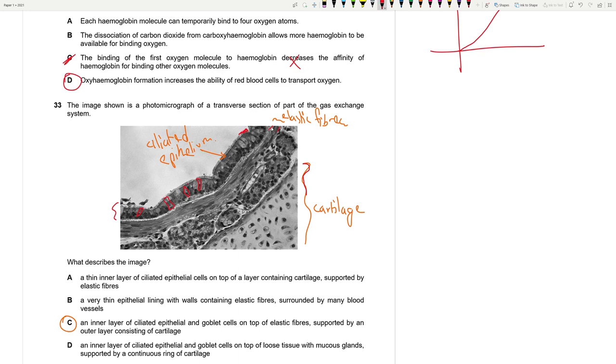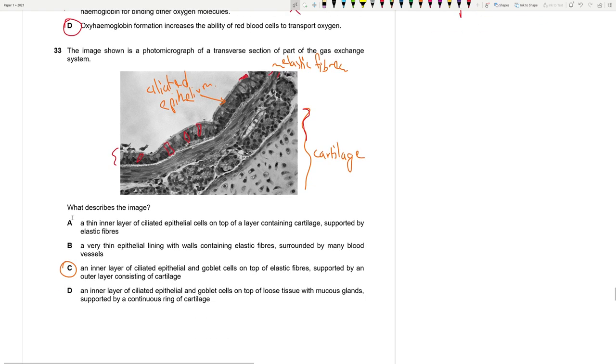Okay. So, what describes the image? A thin inner layer of ciliated epithelium on top of a layer containing cartilage supported by elastic fibers. A very thin epithelial lining with walls containing elastic fibers surrounded by many blood vessels, an inner layer of ciliated epithelium and goblet cells.